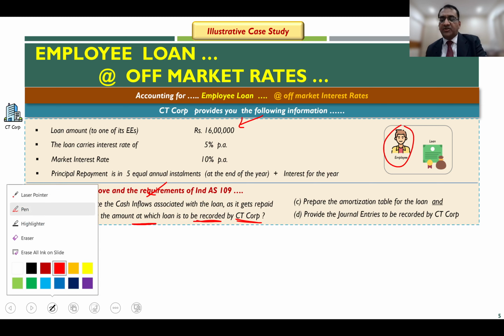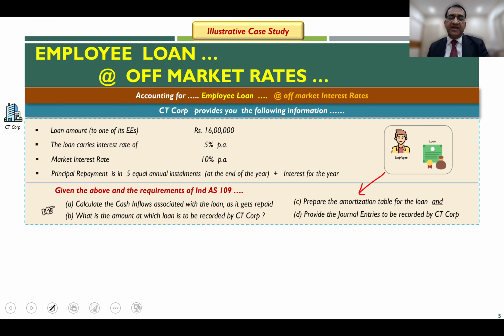The third and the fourth questions are that, having determined the amount at which the loan has to be recorded at initial recognition, what would be the amortization table, and what journal entries need to be recorded by Citicorp. All of these questions we will handle one by one.